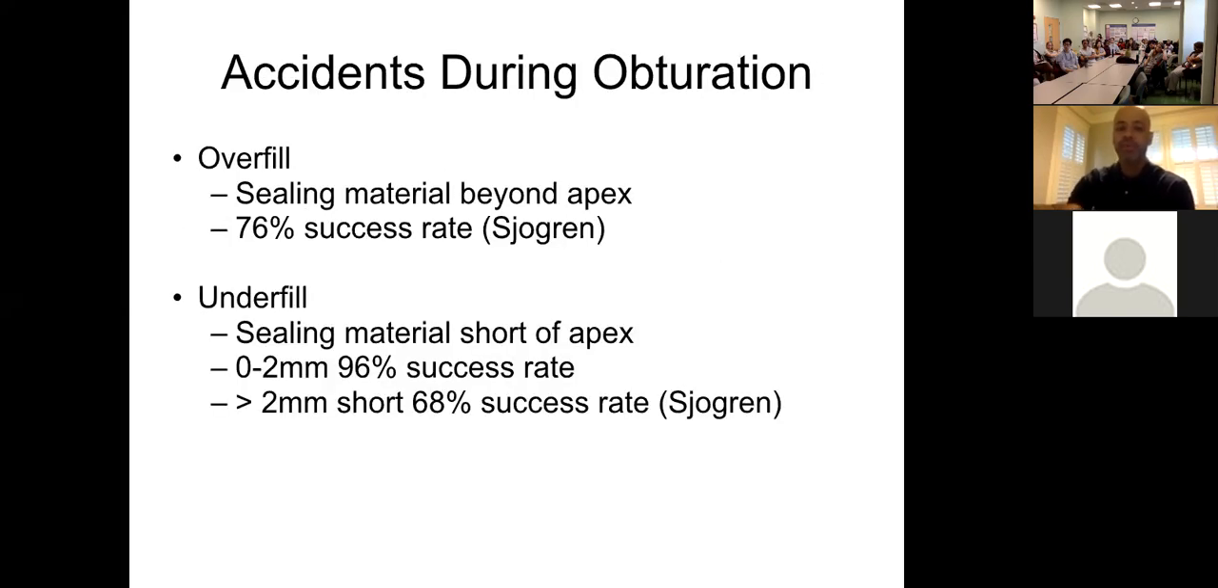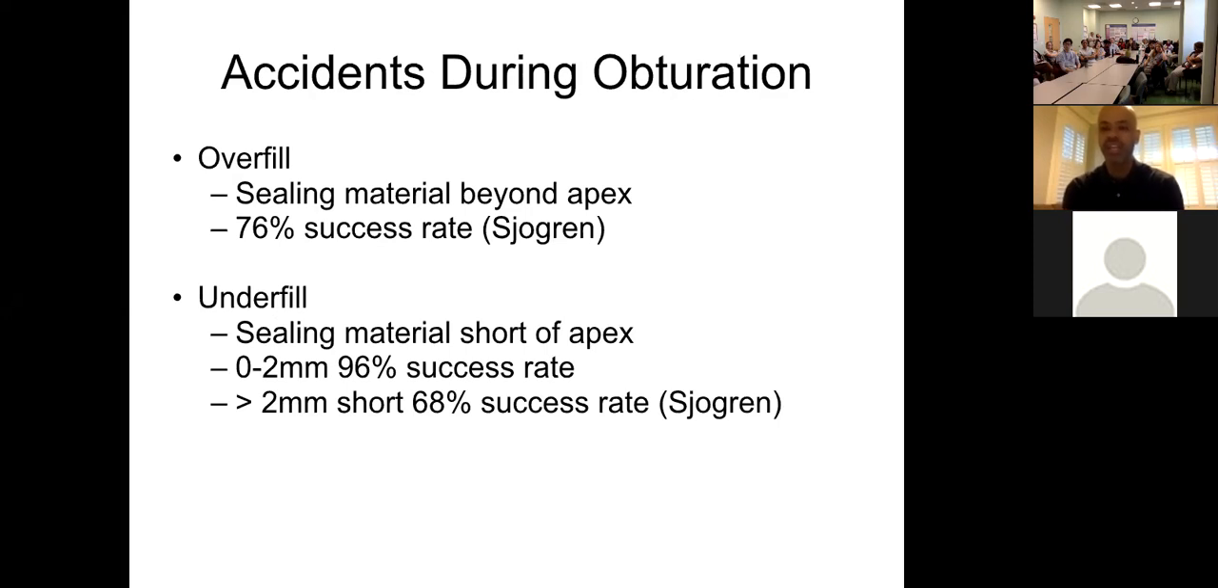I'm going to go back one more time because I didn't talk about being greater than 2 millimeters short. Most reasons that people are greater than 2 millimeters short is because they caused a ledge, all right? Or they just never cleaned out the entire root canal system. So as you can see, the success rate there is way less. It's about 30% less than someone who cleaned out the entire root canal system.